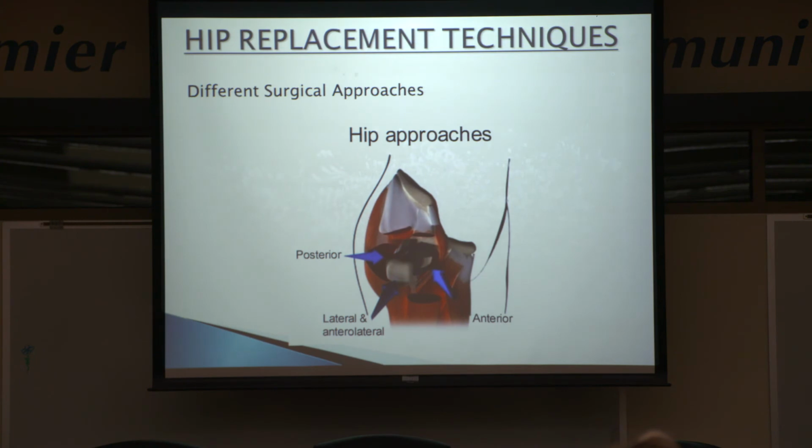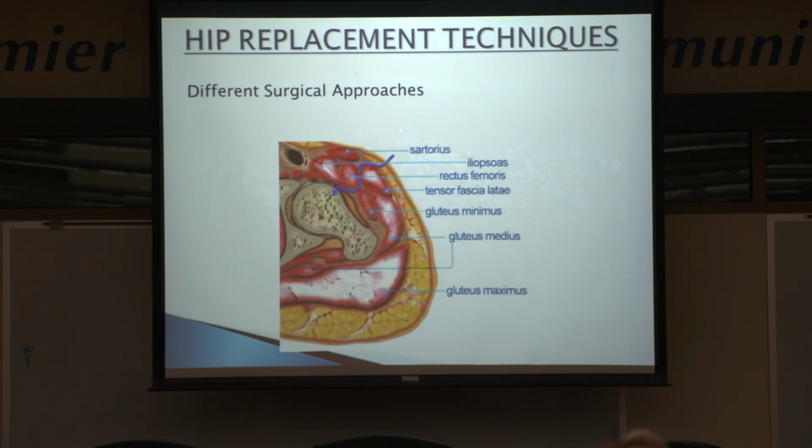Hip replacement techniques. There are different ways we can do a hip replacement in terms of the approach. Now, the actual replacement of the ball and socket is the same. It's just how do we get to the hip? We can get to the hip from the front, anterior, from the side, lateral, or posterior, from the back side of the buttock region. From a surgical point of view, it's just which way do I want to go? What are the risks of going that way, and what are the benefits of going one way over the other?